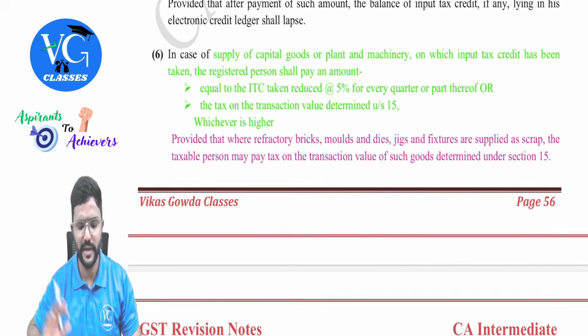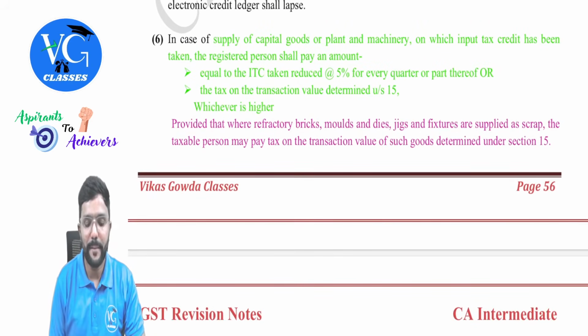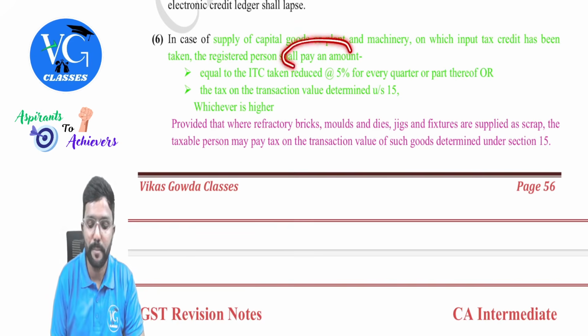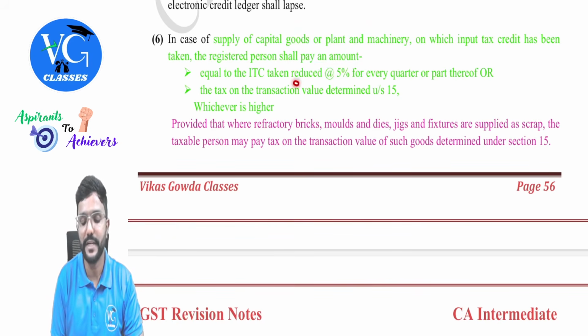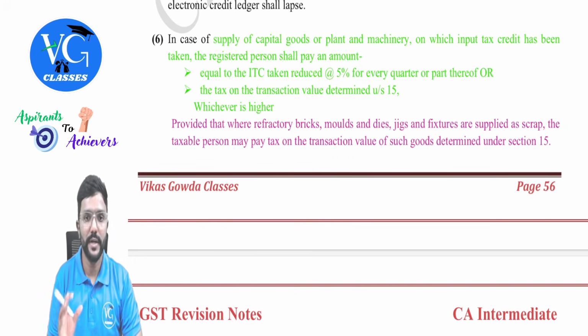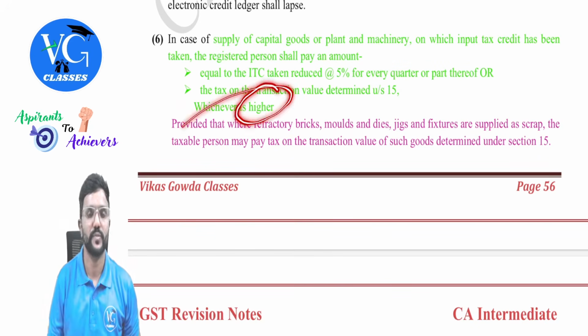Subsection 5, you need not worry, it is not a part. Subsection 6. In case of supply of capital goods or plant and machinery on which input tax credit has already been claimed, then the registered person shall pay an amount which is equal to ITC taken reduced at 5% for every quarter or part thereof, or the tax on the transaction value determined under section 15, which is nothing but the GST on the sale value, whichever is higher.